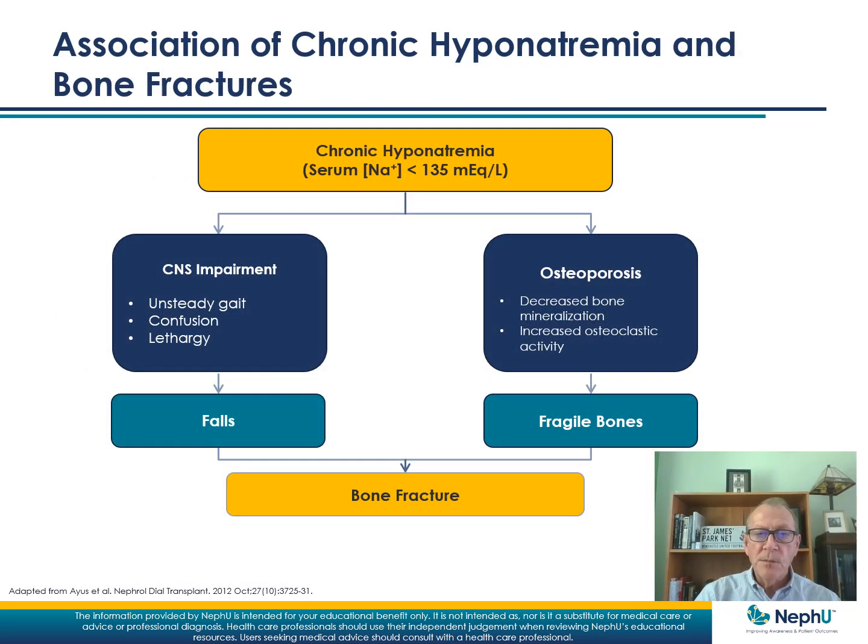Chronic hyponatremia appears to contribute to bone fractures by two separate mechanisms. Firstly, on the left, it produces mild cognitive impairment. This leads to an unsteady gait, confusion, lethargy, affects the balance of patients, and this obviously leads to an increased risk for falls. Now, the mechanism on the right incorporates osteoporosis.